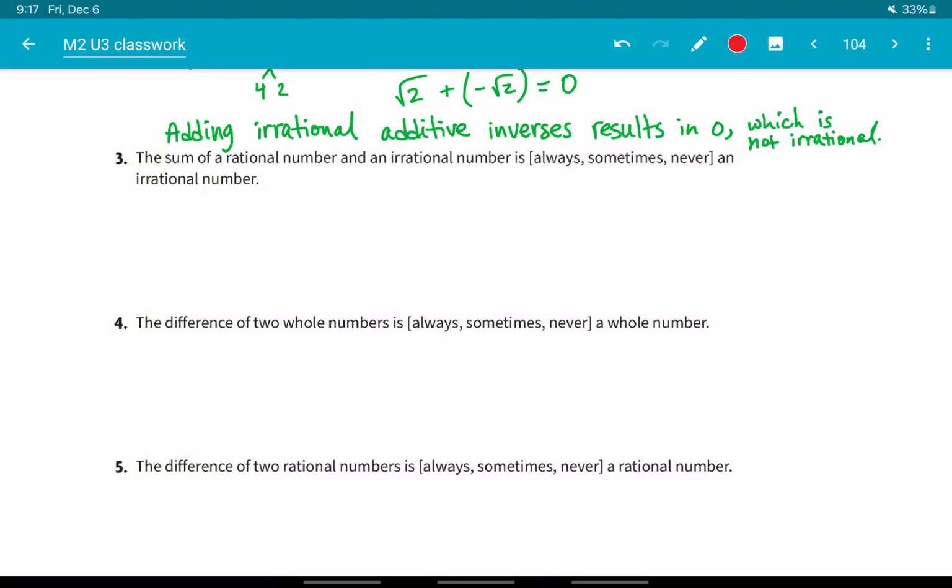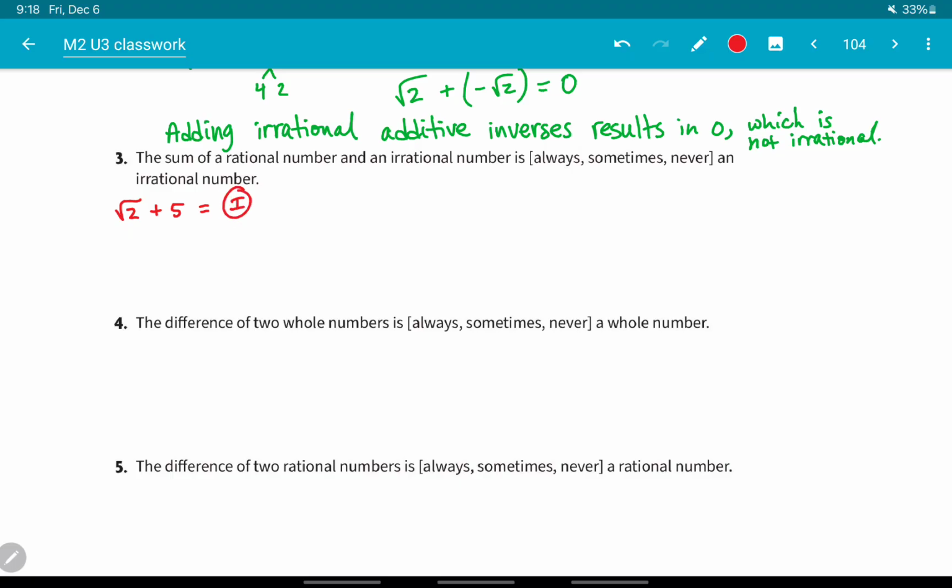The sum of a rational number and an irrational number is always, sometimes, or never an irrational number. Well, for this one, let's start out with some examples. Let's say I have square root of 2 plus 5. So here's an irrational number plus a rational number. That's going to give me an irrational number.